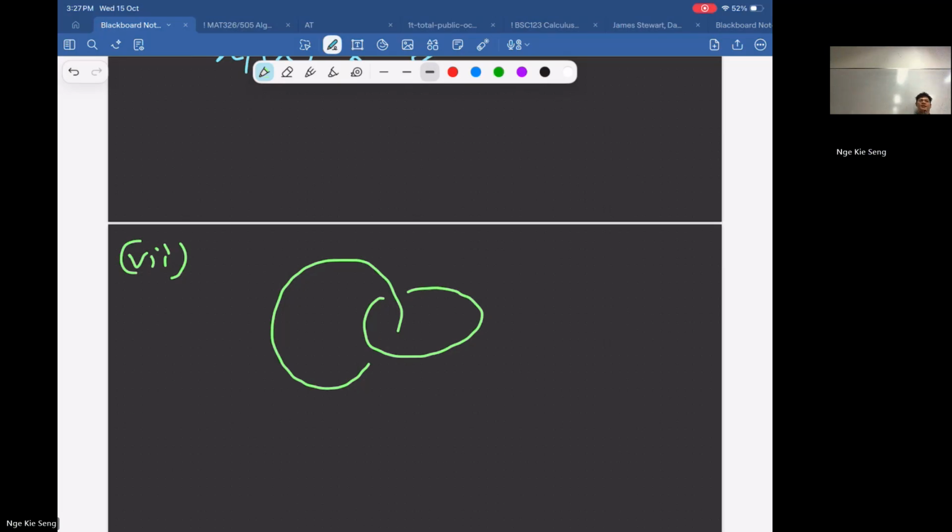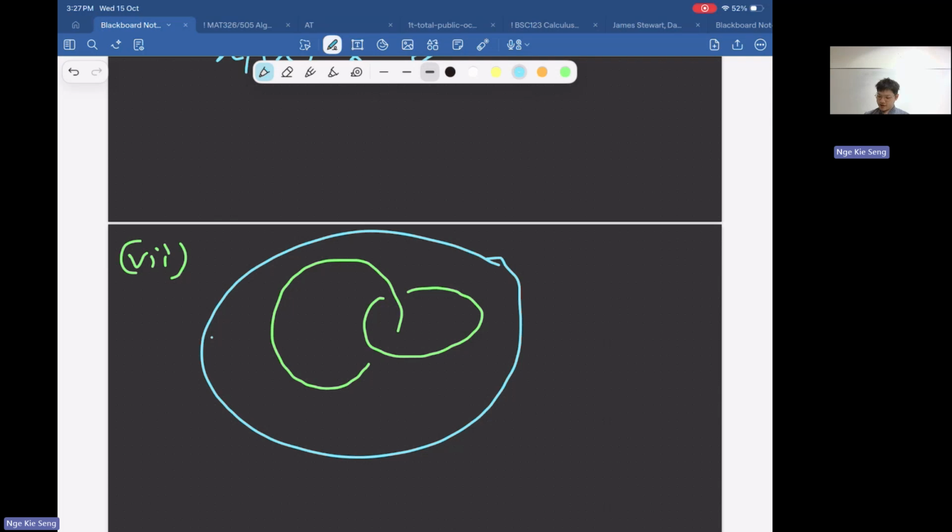Can you imagine? Deformation retract to what? The very big outside one should have a circle outside, right? How about the middle one? How do you deformation retract? Or maybe it cannot deformation retract, you just find a homotopy equivalent. It's very interesting. How about think of this like that, and then you cover like that.